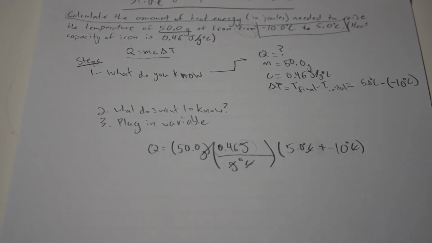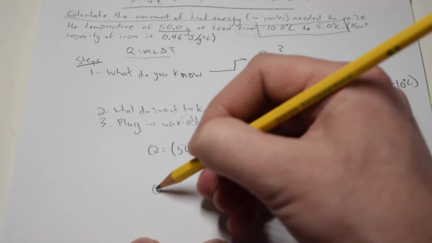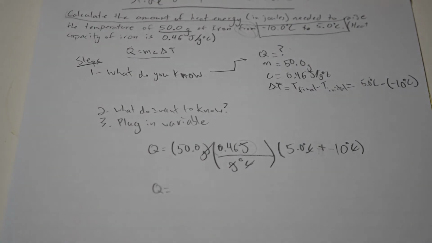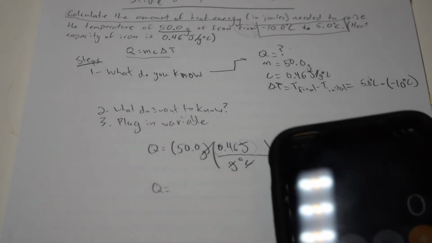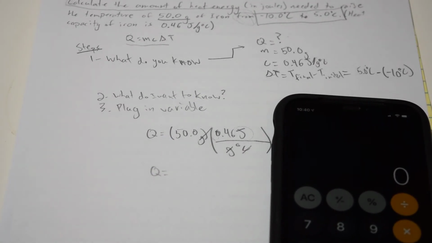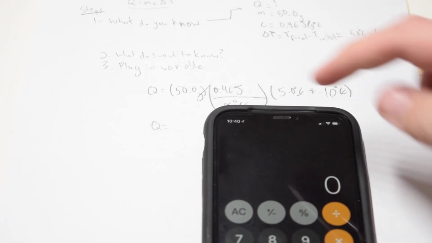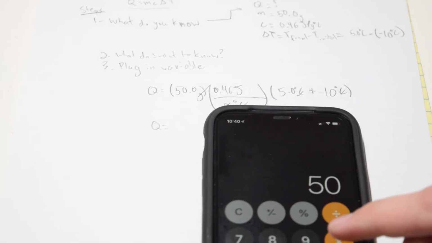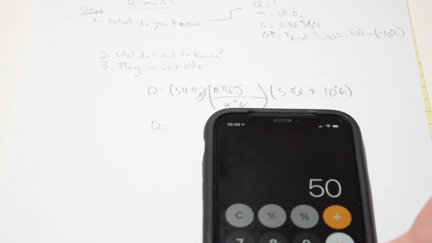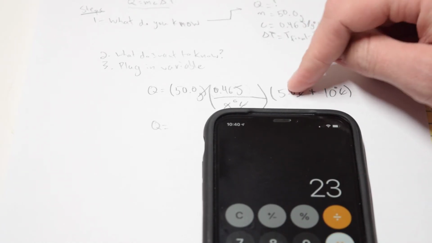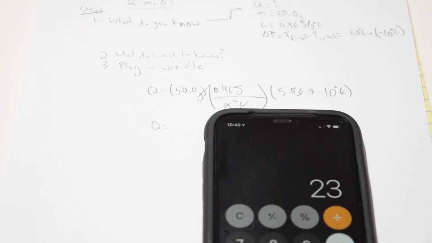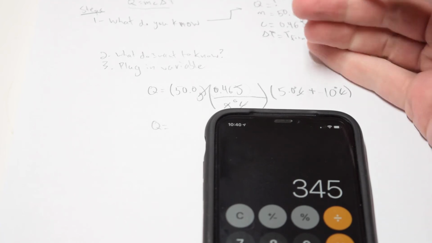Now, you plug it in your calculator. Q equals, let's see if we can get my calculator in here. So you're just plugging it all in. 50 times 0.46 times 5 plus 10, which is 15. So 345 joules.